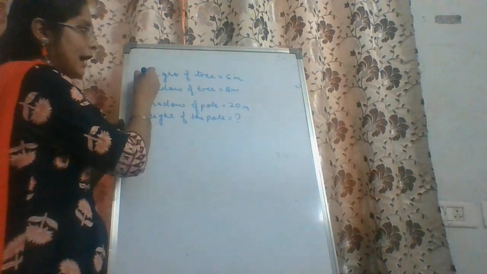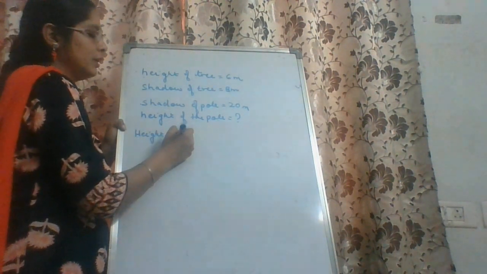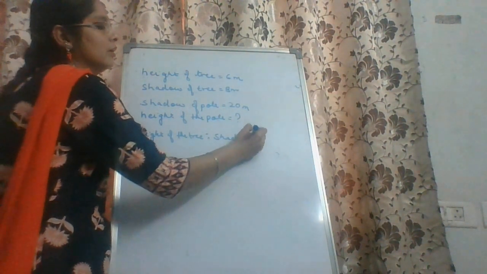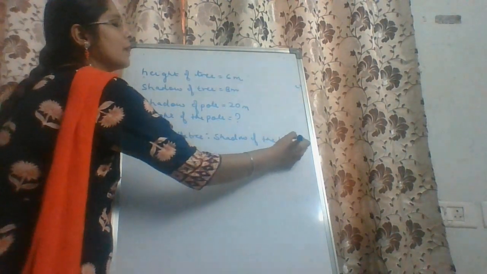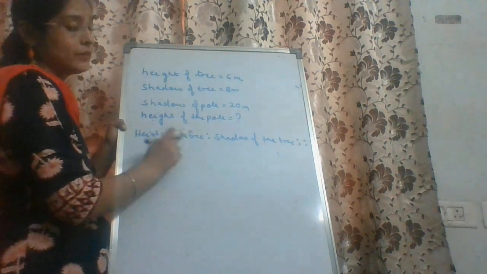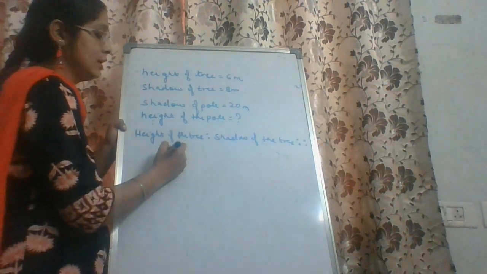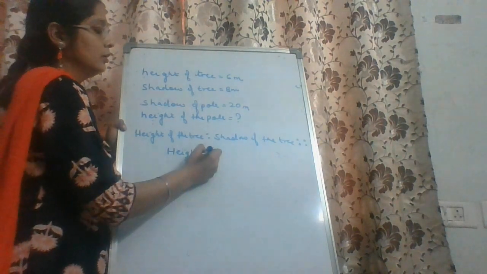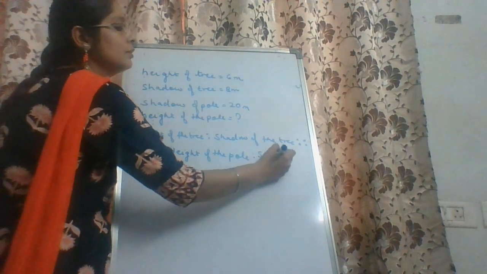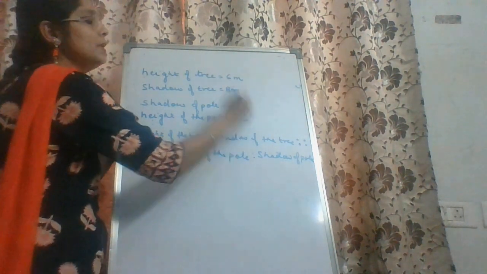Whenever we take them in a ratio, it has to be the same ratio on both sides. Height of the tree is to shadow of the tree proportional to height of the pole, because we have taken height of the tree first, so I cannot take shadow of the pole. I have to take height of the pole is to shadow of the pole. Now let height of the pole be x.